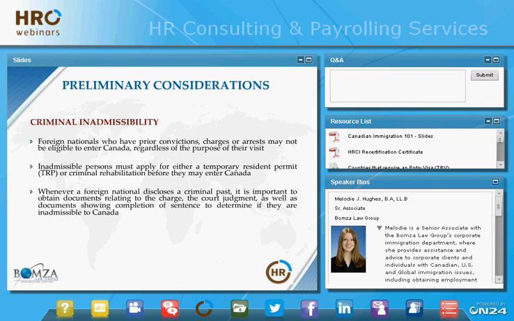Whenever a foreign national does disclose a criminal past, however, it's important to not just ask about it, but to obtain documents relating to the charge, including the court judgment, as well as any documents showing the completion of the sentence, where it happened, when it was completed, if they're still on probation, etc. And that will help both HR as well as any legal service provider you're working with. It would help them to determine what next steps there are and what the real obstacles would be in sending this individual into Canada.